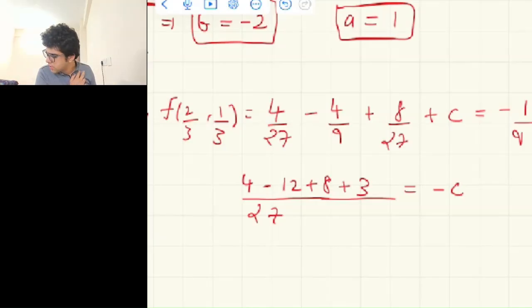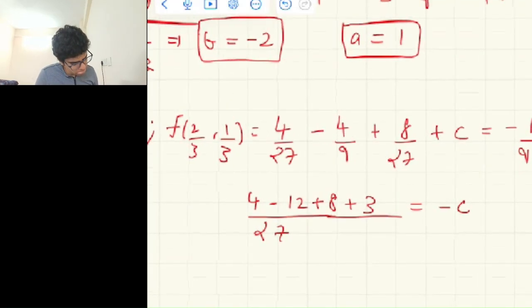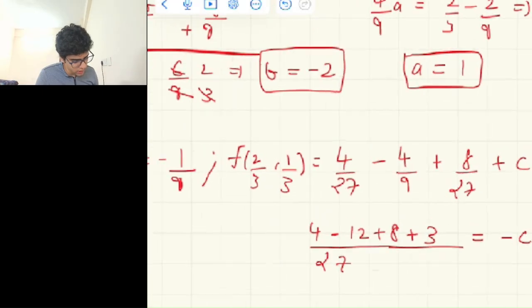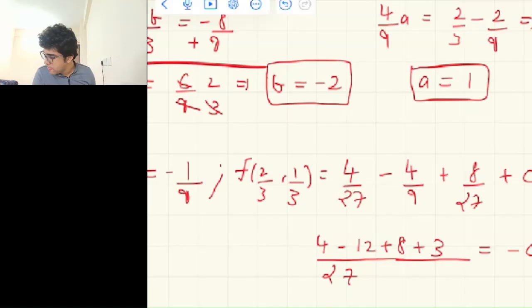I made some mistake. This was minus 1/9, right? 4 and 3 is 12, 8 plus 4 is 12, 12 and 12 get cancelled. 3 minus 1/3. I have made some mistake.